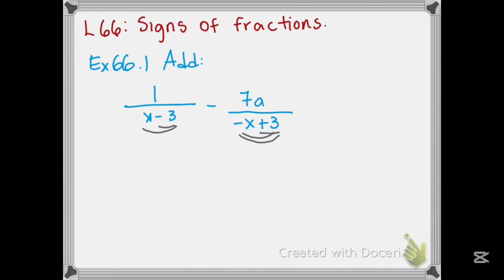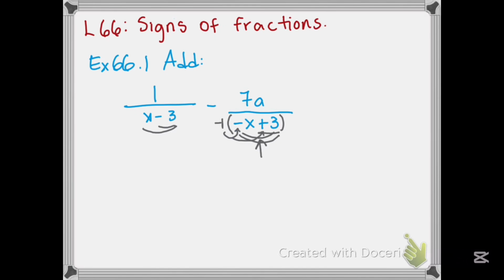So in order to get common denominators, which we always want when we are adding and subtracting fractions, we need to change the sign of one of them. And I'm going to change the sign of this one. In order to do that, what I have to do is get the common factor of a negative here. If I do that, that's going to change the sign here and here.